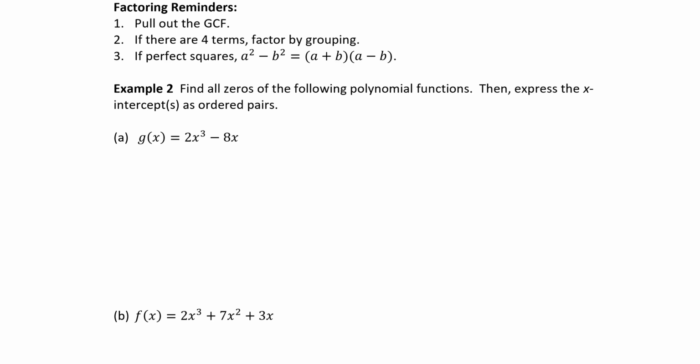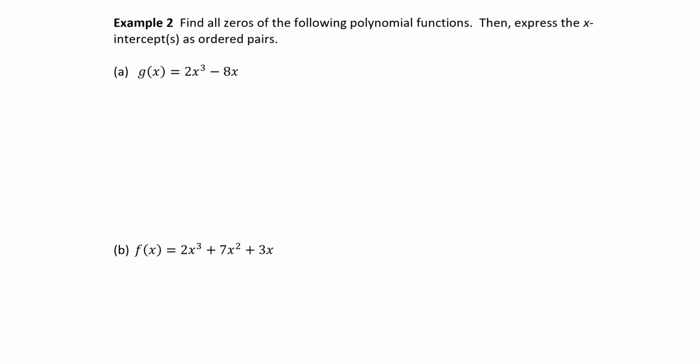Then observe the number of terms. If you have 3 terms, you can factor it like our traditional trinomials. However, if there are 4 terms, you may have to factor by grouping, and we'll review that in this section. If there are only 2 terms, a squared minus b squared, then it factors as (a plus b)(a minus b). So in example 2, we want to find all zeros to the following polynomial functions, and then officially express the x-intercepts as ordered pairs.